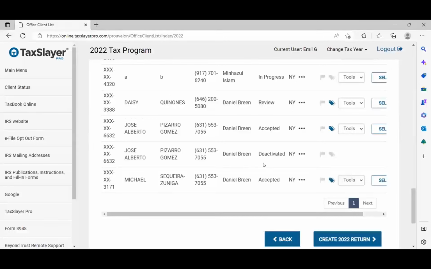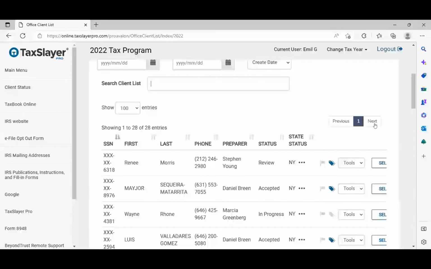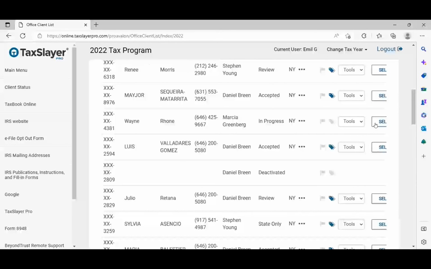So if you were again in the midst of preparing somebody's return, and you had to enter additional information, you see where the cursor is. You enter the select button, and then you can go into that person's return and enter some more information.